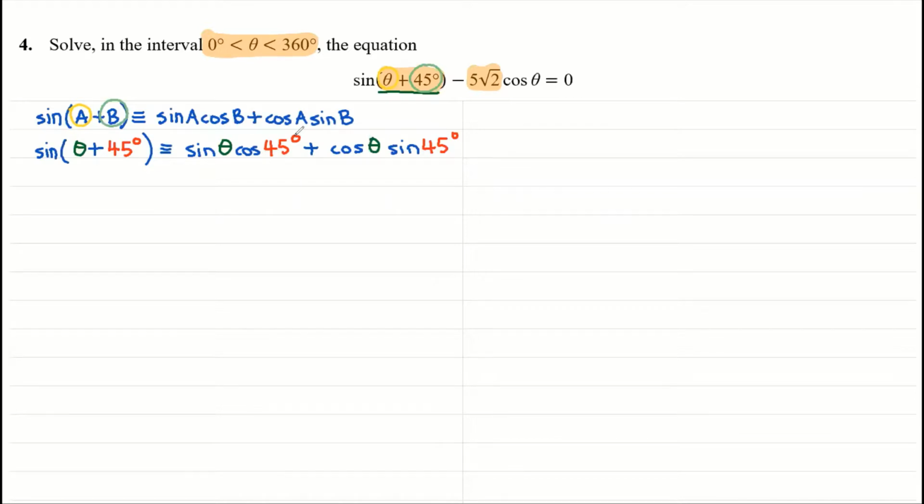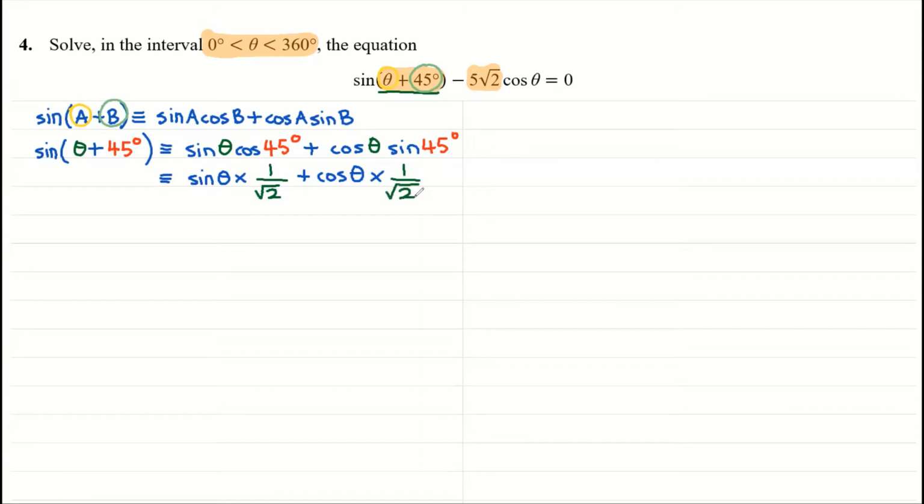And what can we do with this? Well, cos 45 and sine 45, of course, have values, don't they? If you don't know what they are, you can use your calculator or draw a triangle. It's one of the standard results here. So I'm going to replace those with their values. So this is going to be identical to sine theta multiplied by 1 over root 2. And then you're going to add cos theta, again multiplied by the same value, which is 1 over root 2. They happen to be the same because it's the isosceles right angle triangle that they come from.